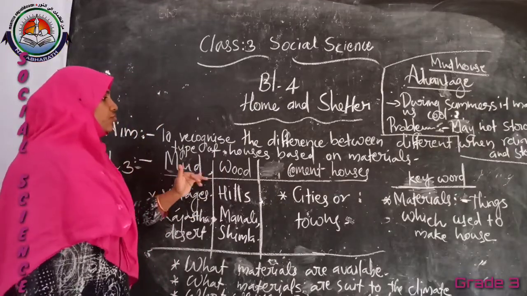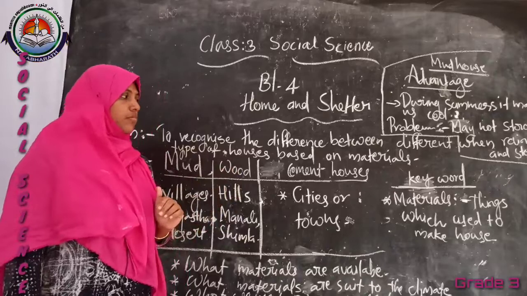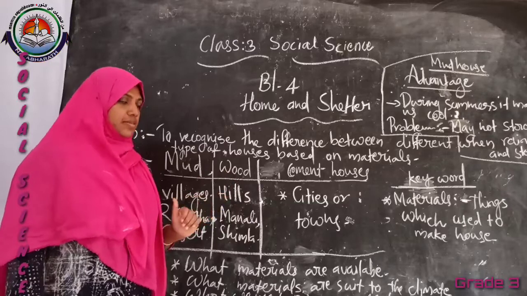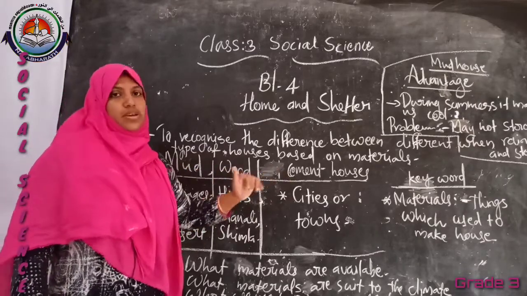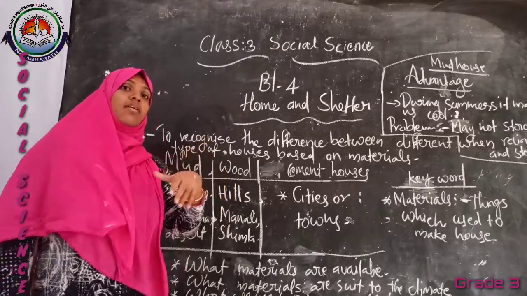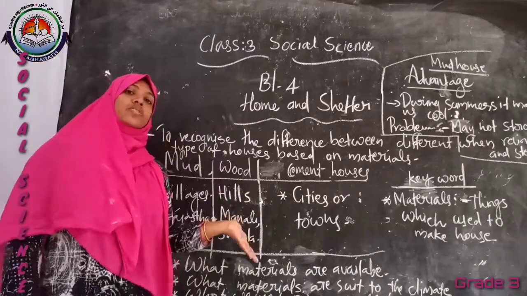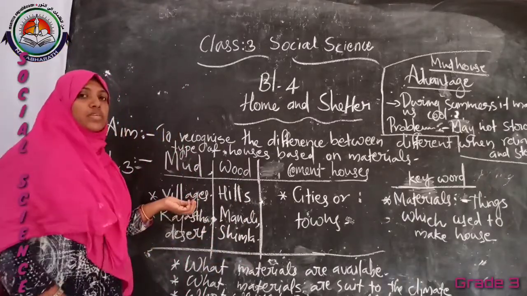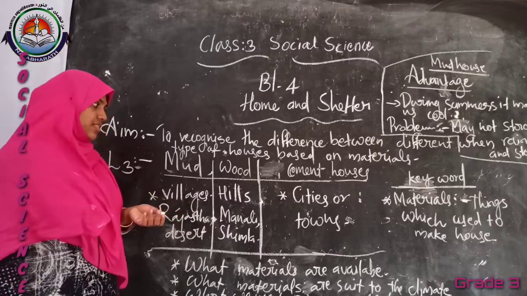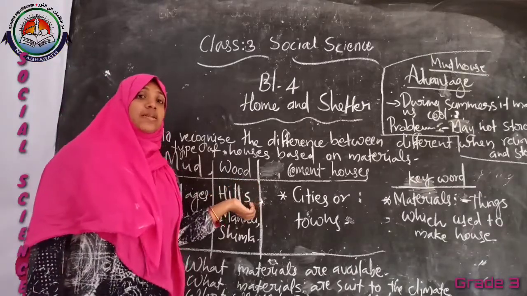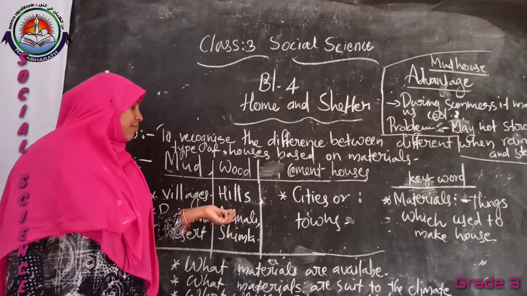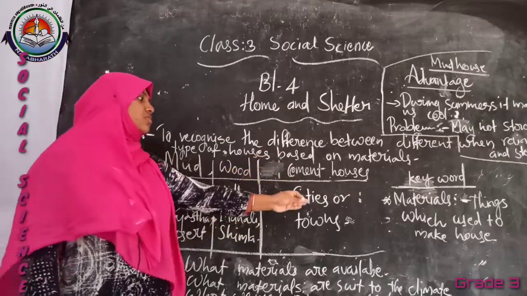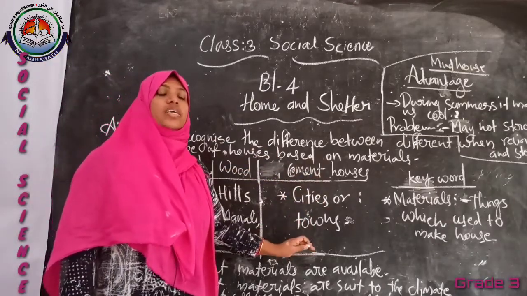Lesson 3, mud, wood and cement houses. There are different types of houses, made with different materials. That means mud, wood and cement. These look different and these kinds of houses are also found in different places. For example, mud houses are found in villages or desert, Rajasthan desert, and wood houses are found in hilly regions, hill stations like Manali and Shimla. Then cement houses are found in cities or towns.